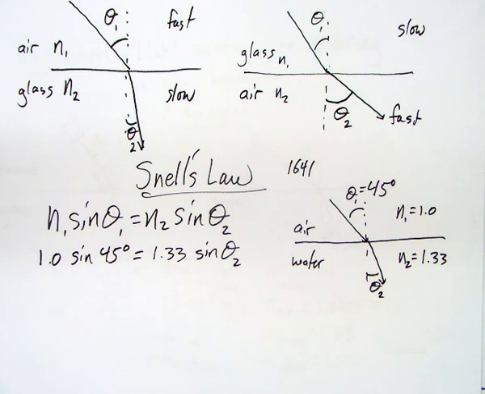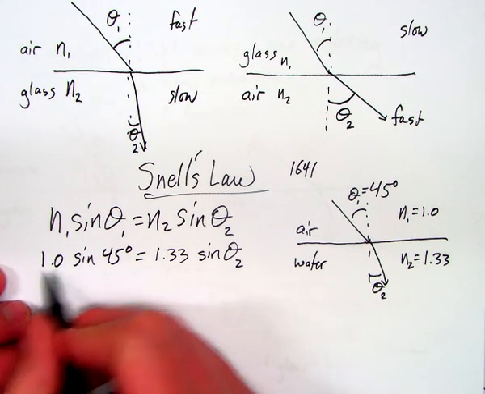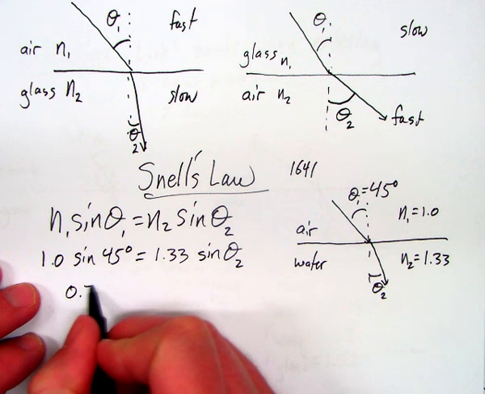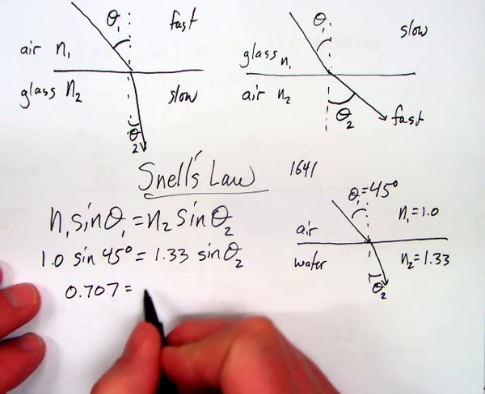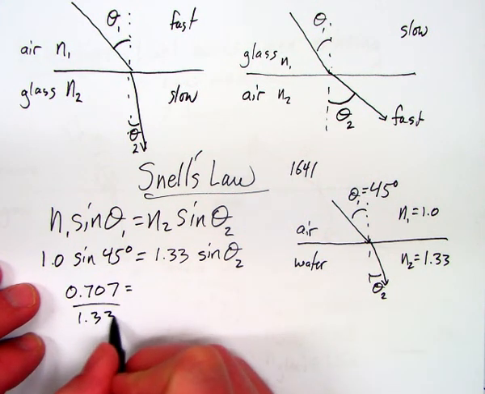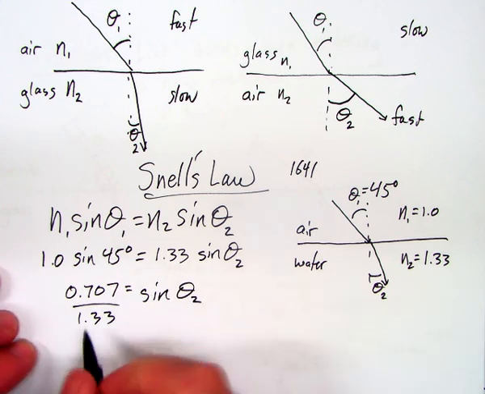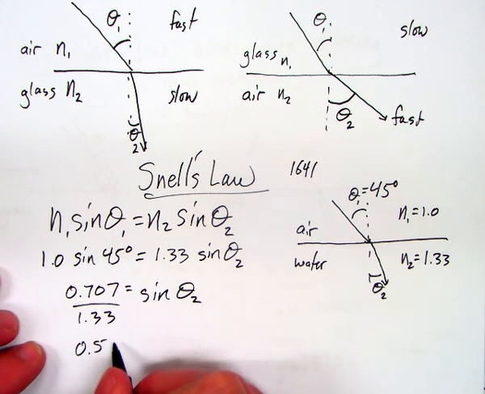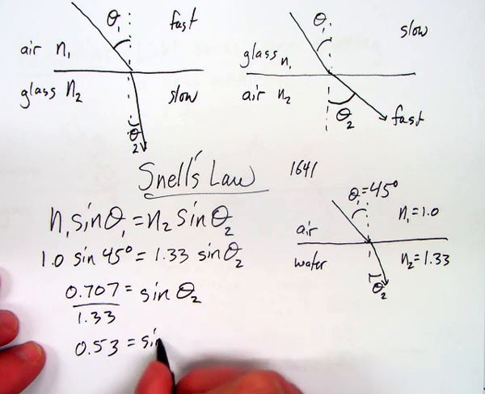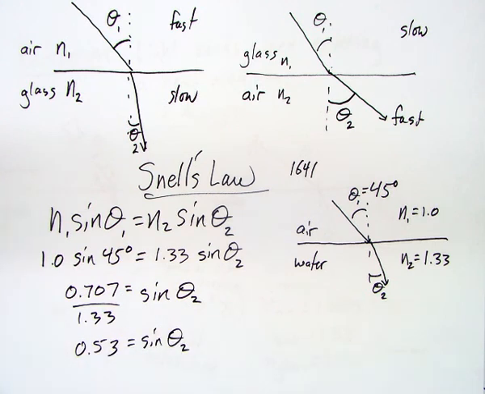Now it's important here to make sure if you're using a calculator that your calculator is set to degrees, not radians. And 1 times the sine of 45. The sine of 45 is 0.707. So I can divide this out, and I get 0.53 equals the sine of the angle. But I don't want the sine of the angle, I want the angle. I want theta 2. So how do I get rid of this sine?